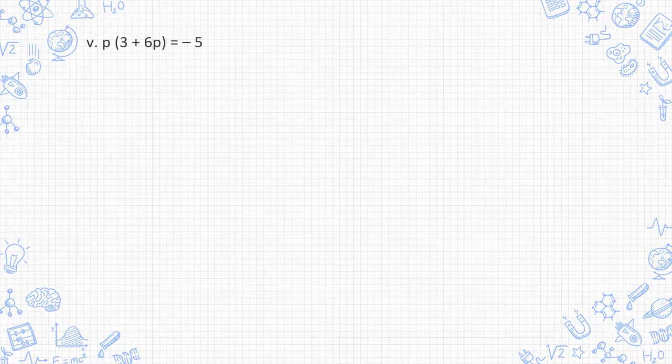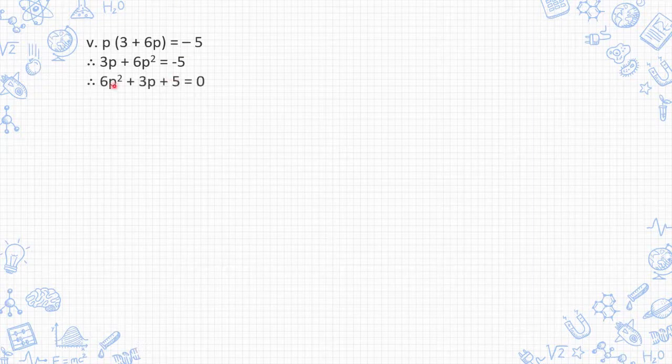Let us do the last sum, the fifth sum. So p into 3 plus 6p is equal to minus 5. So first we'll start simplifying and rearranging this. So we'll multiply the p inside the bracket. So you multiply the p inside, I get 3p plus p into 6p will give me 6p square equal to minus 5. So we'll take this minus 5 on the other side and we'll just rearrange this. So I have 6p square plus 3p plus 5 equal to 0.